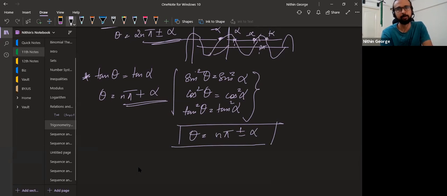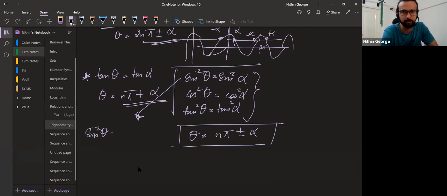This is the next important thing I want you to remember. Whenever you get sine square theta equal to sine square alpha, or cos square theta equal to cos square alpha, or tan square theta equal to tan square alpha, you get theta equal to n pi plus or minus alpha. So what you can do is you can prove it this way. I'll show you with sine. The rest you can take care of on your own.